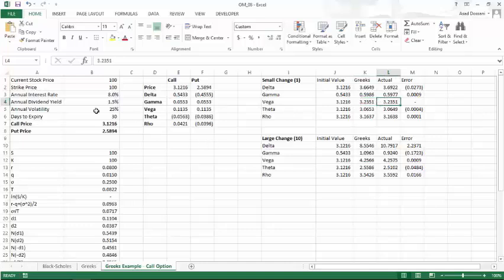Let's see what actually happens if I were to change the volatility from 25 to 26%. It goes to 3.2351, which is actually the same. So there's actually no error in the Vega. There will be a tiny error, but it's going to be many decimals out, so we don't have to worry about it.